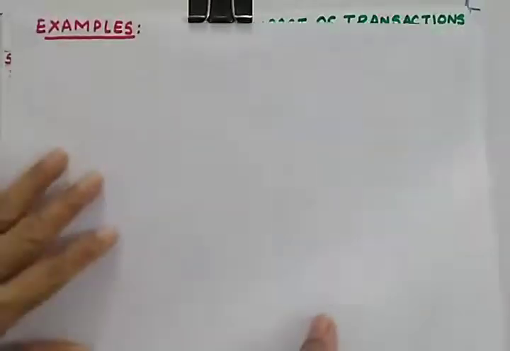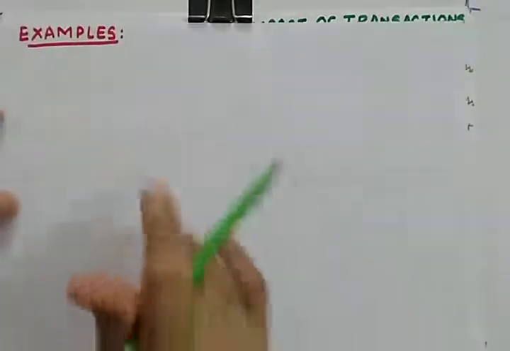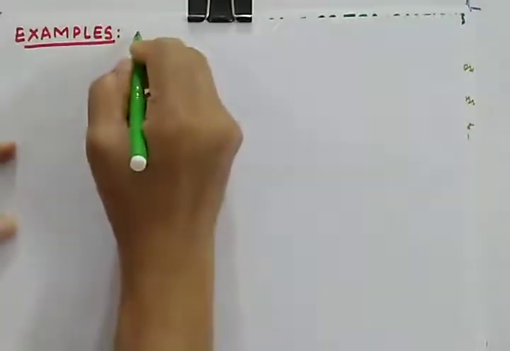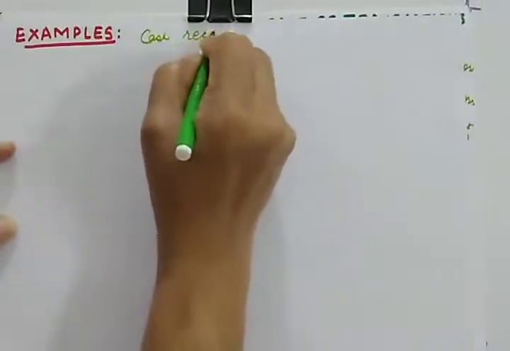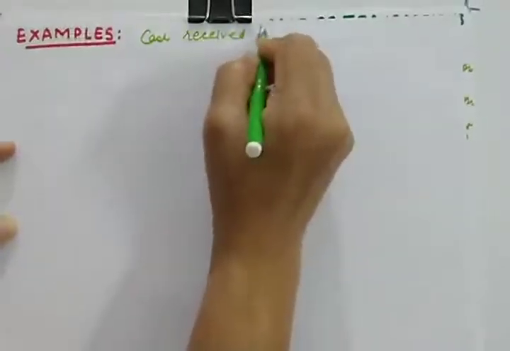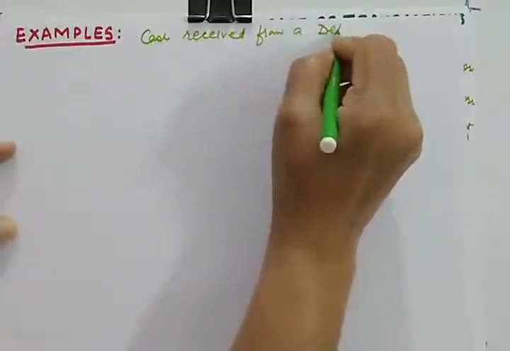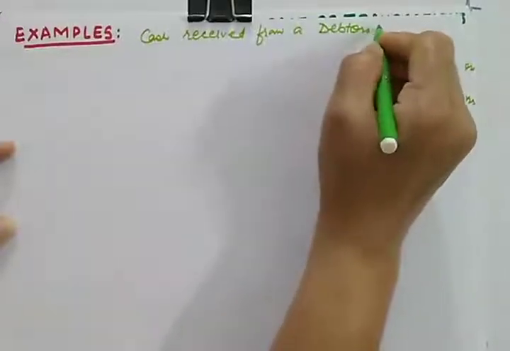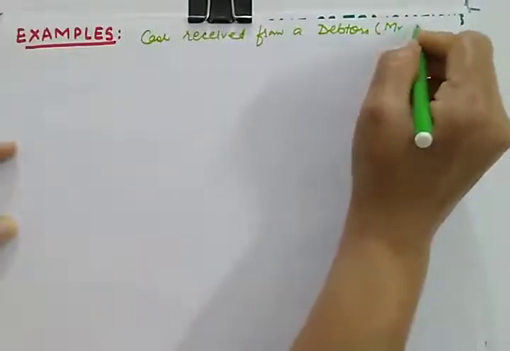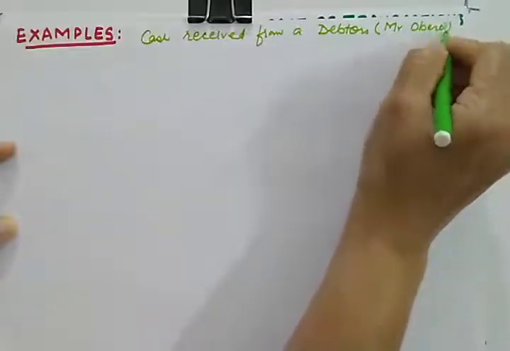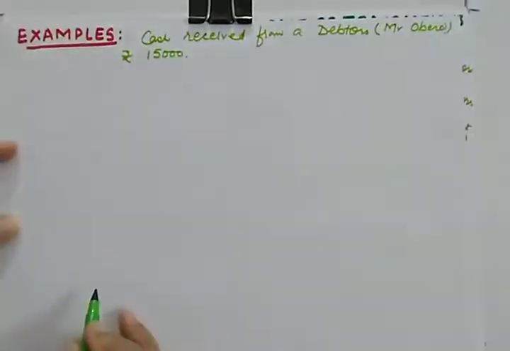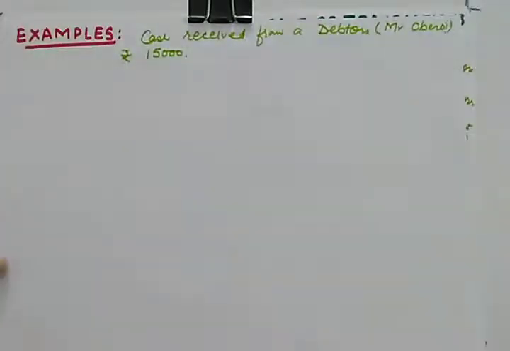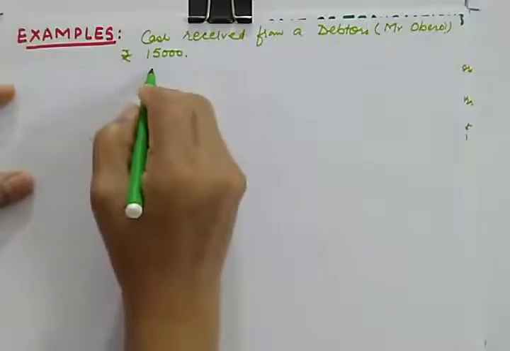and see the impact of this numerical on the transaction. So let us assume your transaction is like this: cash received from a debtor, let us write the name of the debtor, Mr. Oberoi, rupees 15,000. Suppose this is your transaction, you are receiving cash from Mr. Oberoi, your debtor. So how to tackle this in accounting equation?